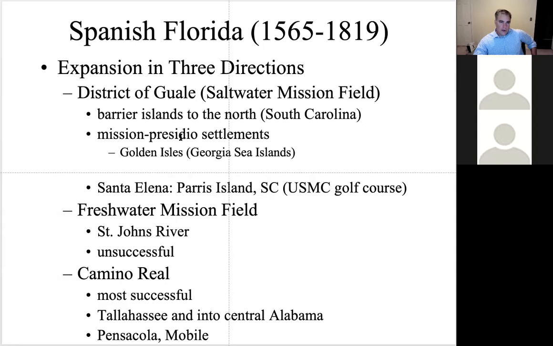So there were three periods, three different directions of colonization and influence that we can look at. The first one is what we can call the saltwater mission field, which is just the barrier islands of Georgia, the Georgia Sea Islands, and all up to South Carolina, to Charleston. And that area of the Georgia Sea Islands is what the Spaniards referred to as the Golden Isles.